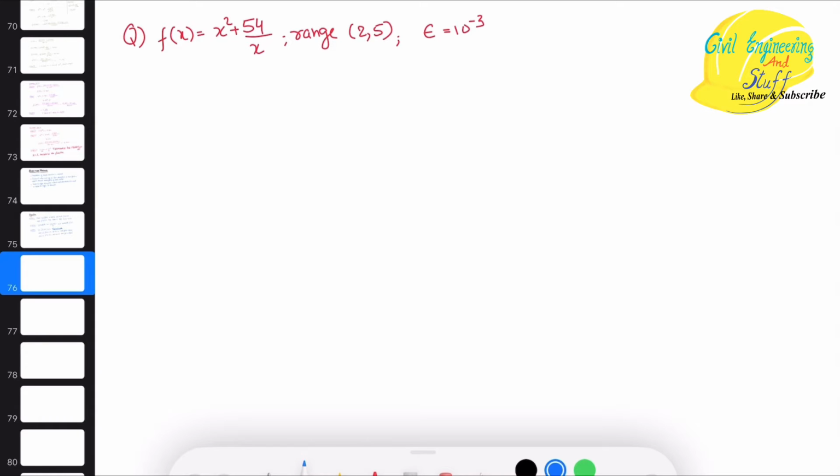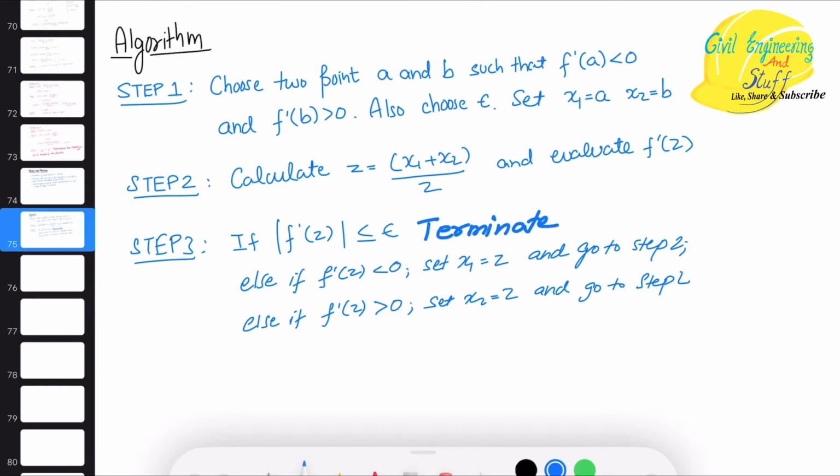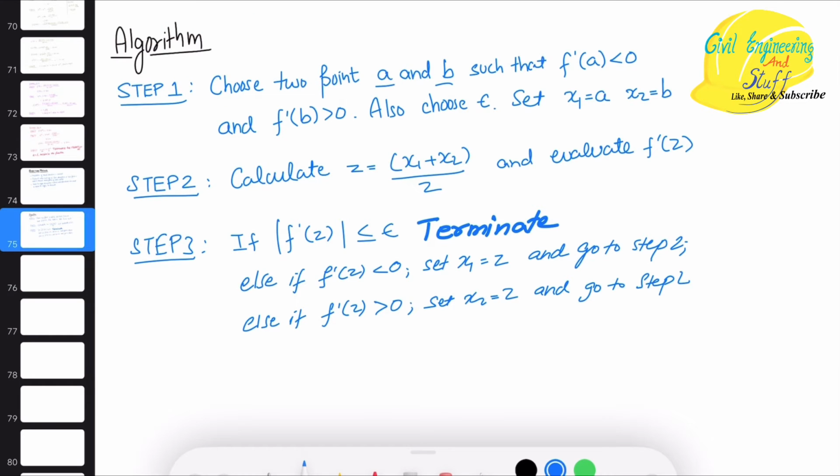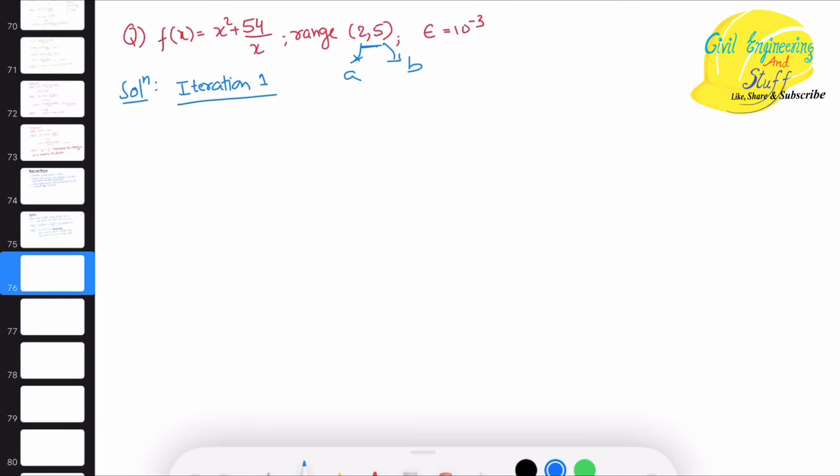Let us do the solution. We'll start with iteration number 1. Let's see what iteration number 1 says. First of all we have to choose 2 points A and B. In the question itself we have been given the range 2 comma 5, so we can take this as A and this as B, but we have to first see whether f dash A is less than 0 and f dash B is greater than 0. So let us first find out if this is true or not.